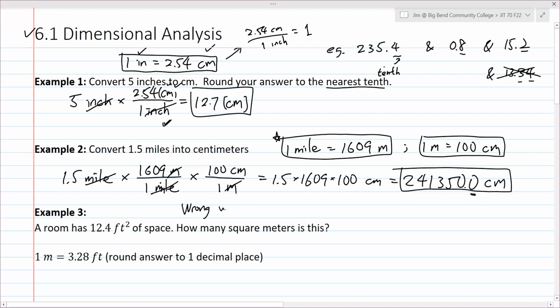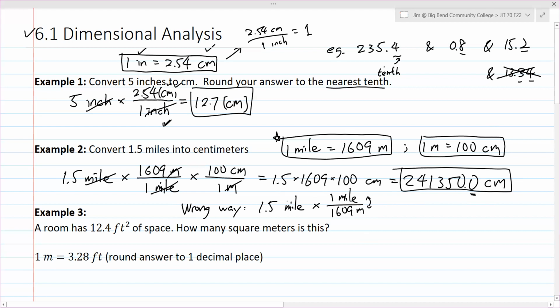All right, so I'll show you the wrong way. If you have 1.5 miles and let's say I make up the fraction as 1 mile over 1609. I know it's a fraction method, so it's okay if we swap the order of these two values, right? Well, you can't do that. And this is the test for you. Pause the video and think about why. Why shouldn't we do that?